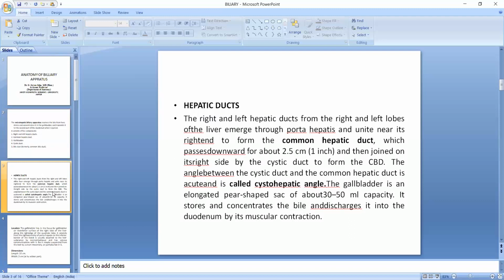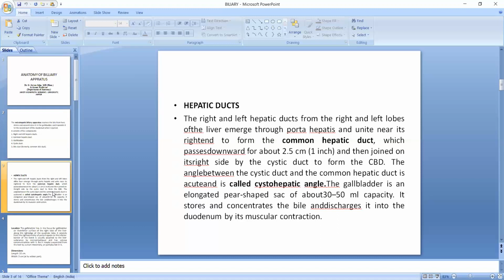First, we will discuss the hepatic ducts. The right and left hepatic ducts from the right and left lobes of the liver emerge through the porta hepatis and unite near its right end to form the common hepatic duct, which passes downward for about 2.5 centimeters and is then joined on its right side by the cystic duct to form the common bile duct. The angle between the cystic duct and the common hepatic duct is very acute and is called the cystohepatic angle.